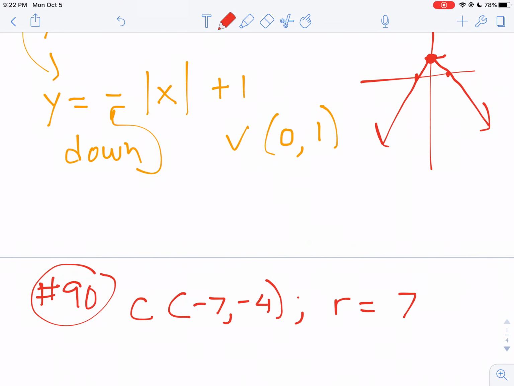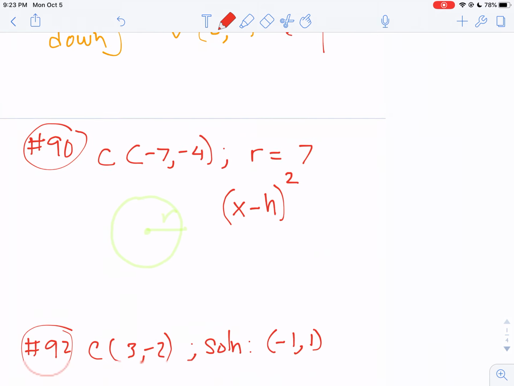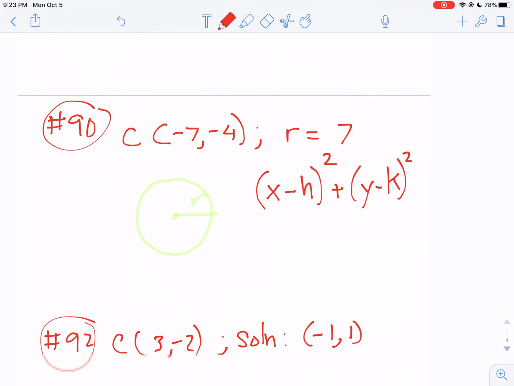Okay, let's go to number 90. They want you to find the standard form of the equation of the specified circle. So C stands for the center of the circle, R stands for the radius. Just a quick review here: a circle always has a center, and it is always defined by its radius. The standard equation for a circle is x minus h, and notice h k are always part of your formulas. Learn to know them very well. They become so helpful. Plus y minus k squared is equal to r squared.